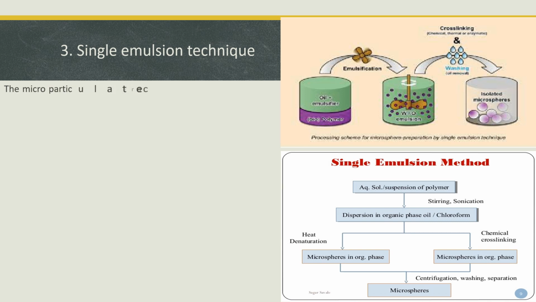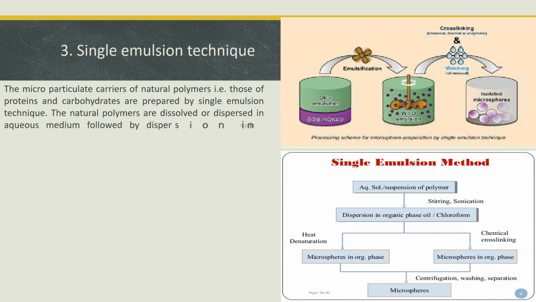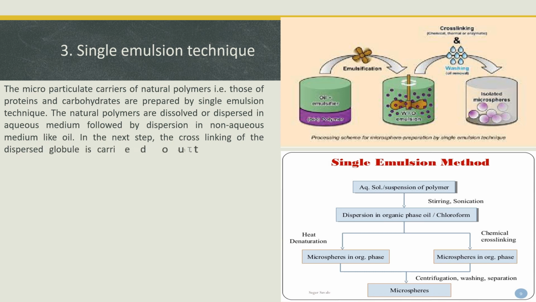Third method, single emulsion technique. The microparticulate carriers of natural polymers, that is those of proteins and carbohydrates, are prepared by single emulsion technique. The natural polymers are dissolved or dispersed in aqueous medium, followed by dispersion in non-aqueous medium like oil. In the next step, the cross-linking of the dispersed globule is carried out.